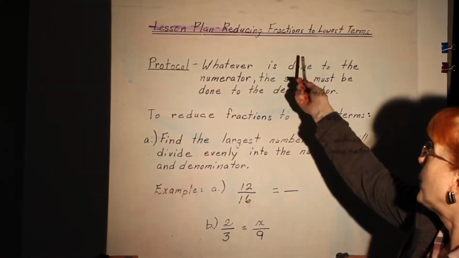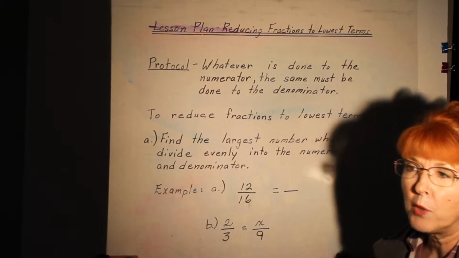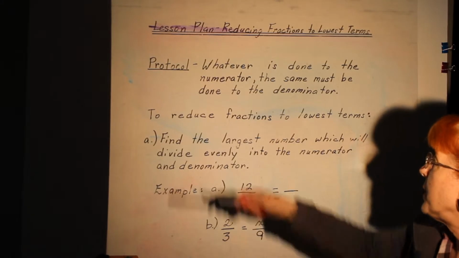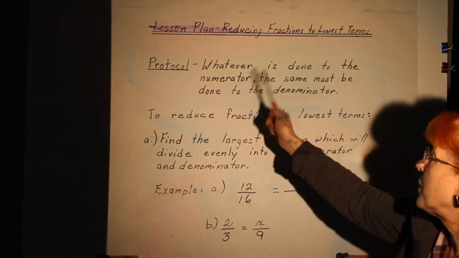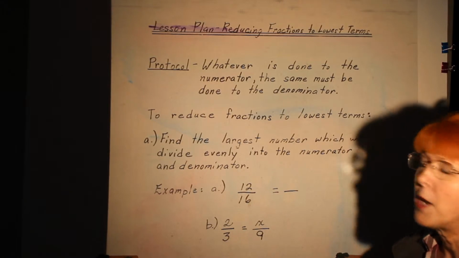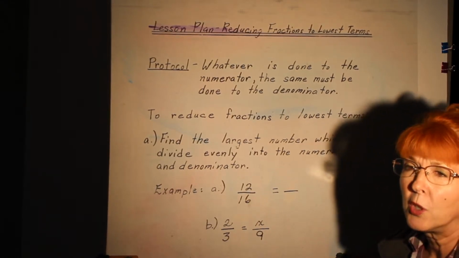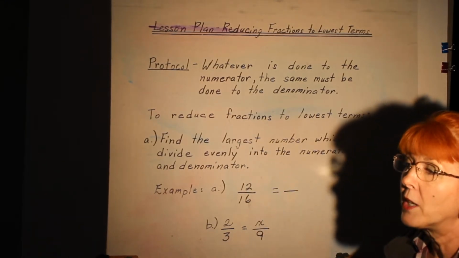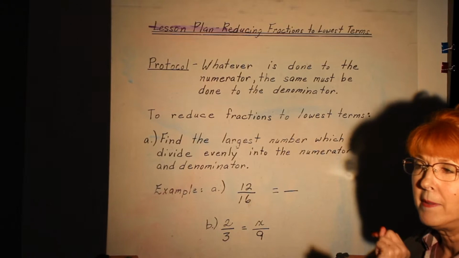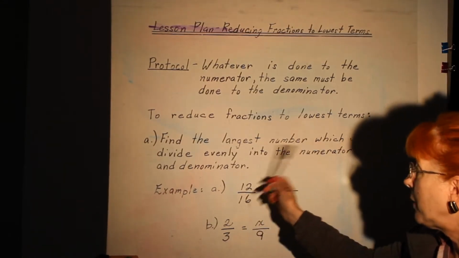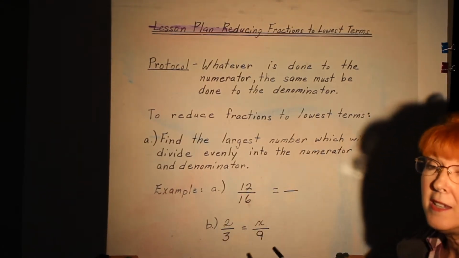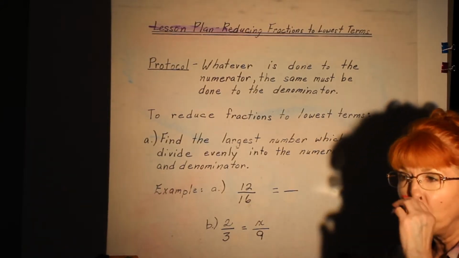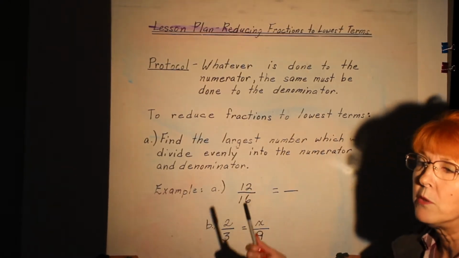So when you're reducing fractions to lowest terms, the protocol is the same as it was for some of the other series in the fractions. Whatever's done to the numerator, you have to do the same thing to the denominator. So to reduce fractions to lowest terms, you want to take the largest number that'll divide evenly into both the top and the bottom, the numerator and the denominator, and then once you divide those out, you'll have a reduced fraction. If you don't choose the highest number, you may have to reduce again.